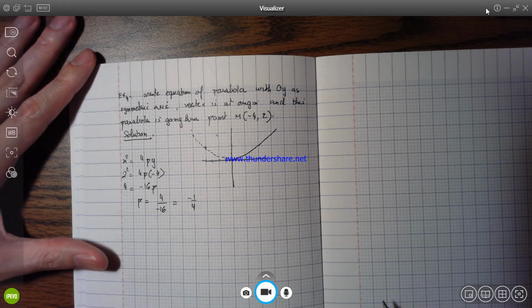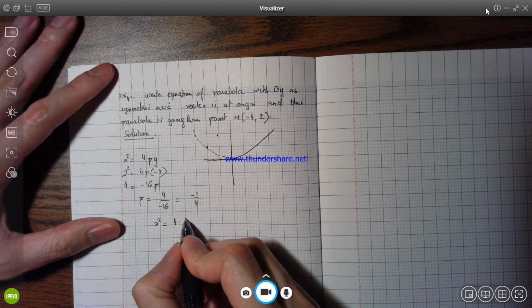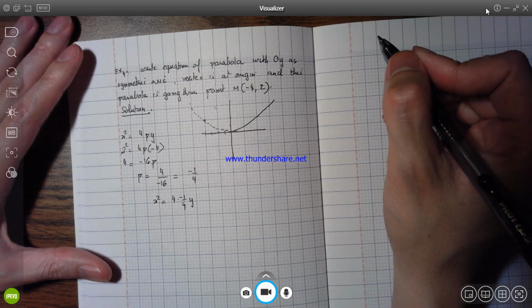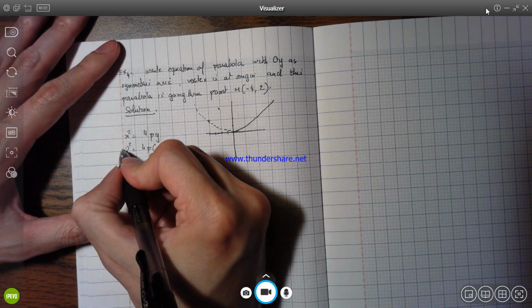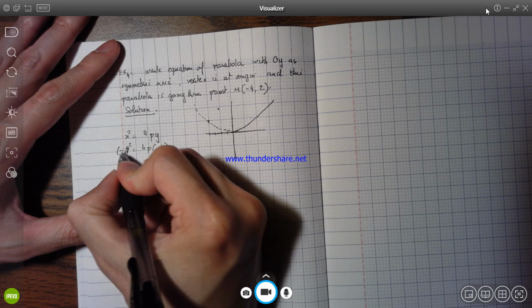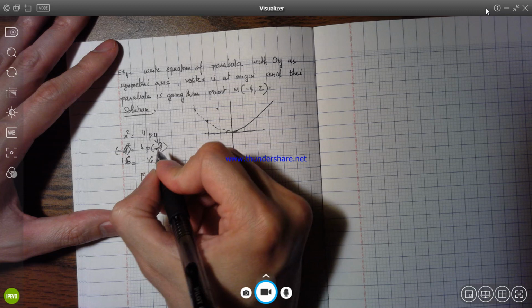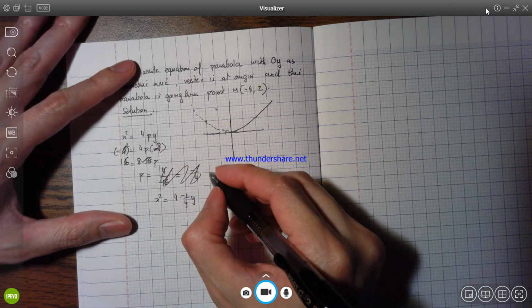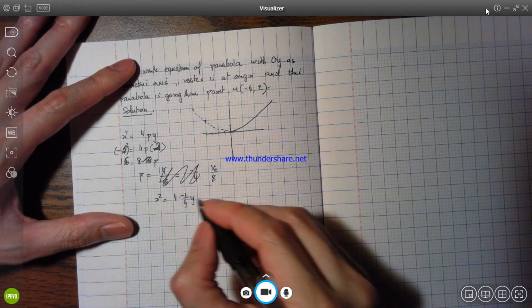Then I plug it back in, so x squared equals 4 times -1/4 y. I think I plugged them wrong. The x should be -4. I'm sorry. So x squared gives you 16, and the y is 2, so 4p times 2 gives you 8p. So 16 over 8 should be 2.